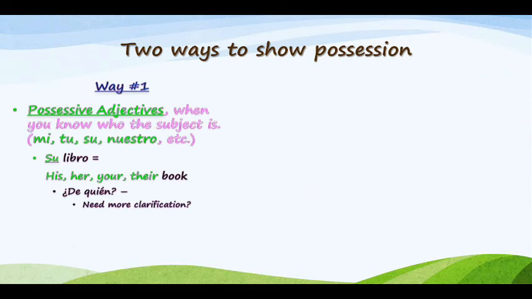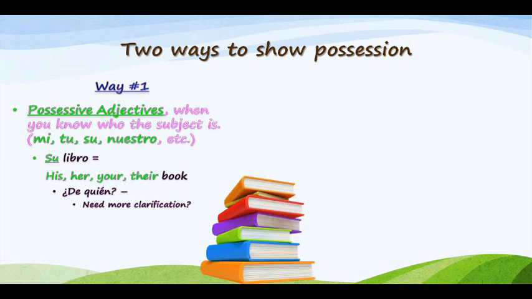There are two ways to show possession in Spanish. The first way is what you've already seen, possessive adjectives. So using mi, tu, su, nuestro. You're going to use this when it's already understood who the subject is. His, her, your, their. We don't need clarification with who it is because the subject's already known. But if it's not clear and you need more clarification and you said, oh, es su libro, and your response is, ¿de quién? Whose book? Well then, you're going to need to clarify.